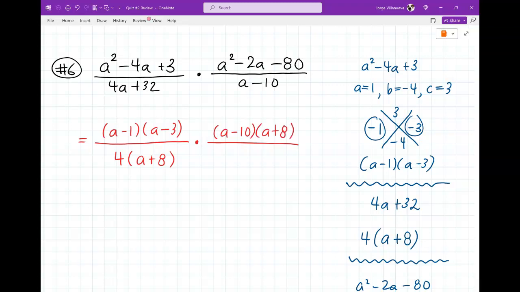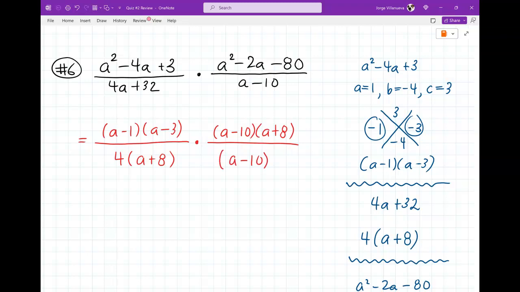And now we look at the bottom right side. It just says A minus 10. Do they have a GCF? No, it's just a 1. And is it a difference of two squares? No, because the A is not squared. Remember, the letter has to be squared.